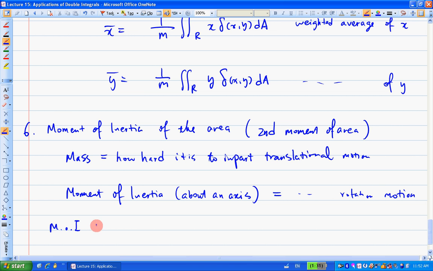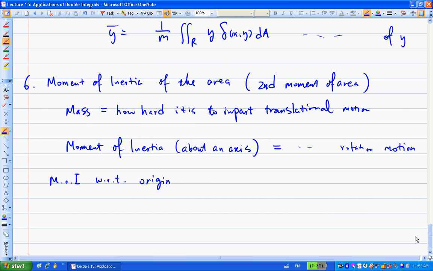Let's look at the moment of inertia with respect to the origin. So what does that mean? That means here is a region R. Now I'm trying to initiate a rotation of this R with respect to an axis going through this origin here. So which axis are we looking at? The z-axis, right? So with respect to the origin, or basically the z-axis.